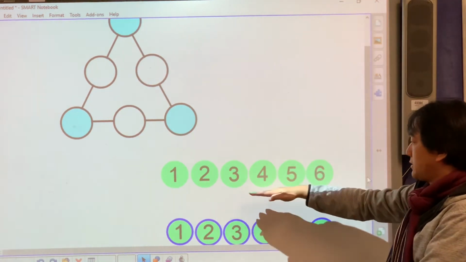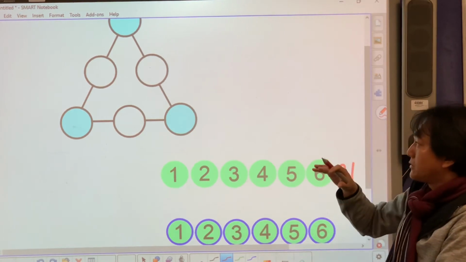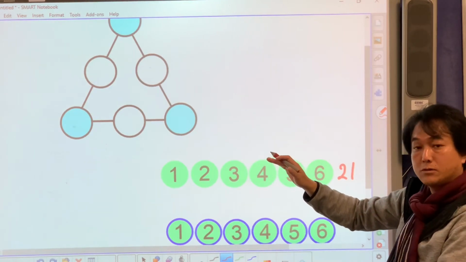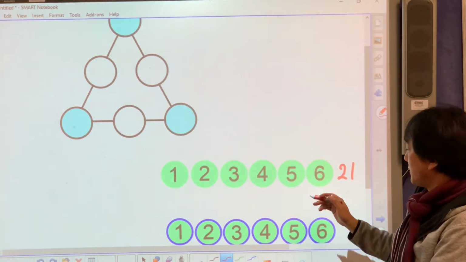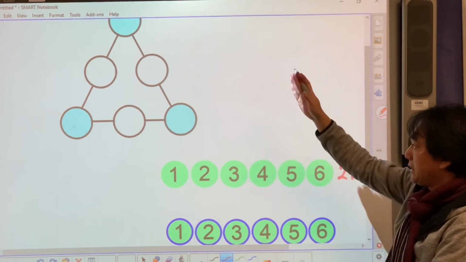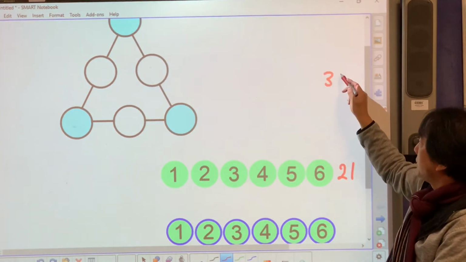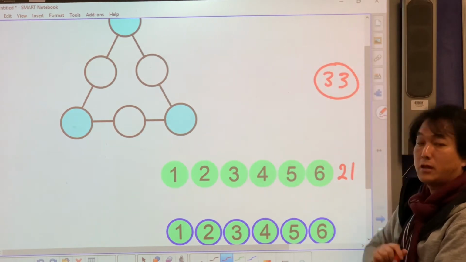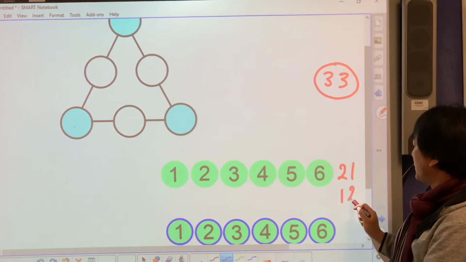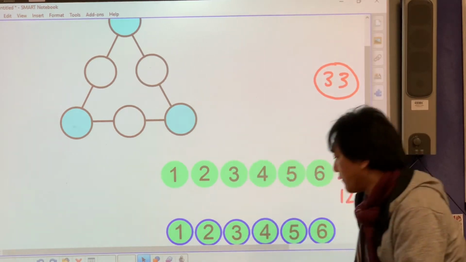So if I add these all together, we know that's 21. Then we add certain numbers to each corner. So those numbers will be counted or added twice. When we add all together, it's 11 and 11 and 11, so it should be 33. So my target number this time is 33. 21, so I have to make 12 to make 33. How can I make 12 with 3 of these numbers?